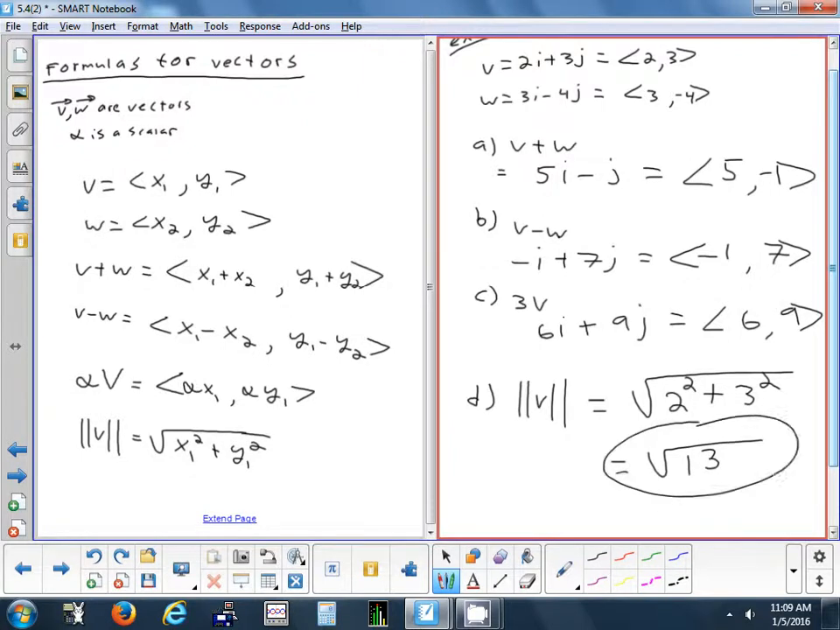If they don't ask for a decimal, don't worry about it. What's the difference between this last answer and every other answer above it? It's not a vector. When you find the length of something, it's just a number. Every other answer I had above it, vector, vector, vector. Any questions on that?